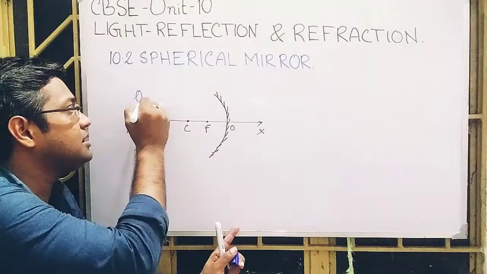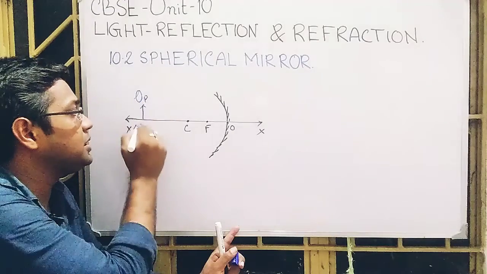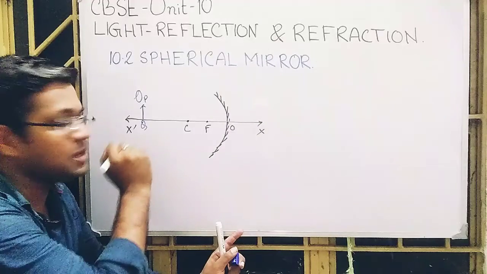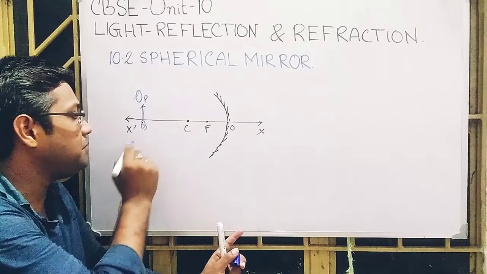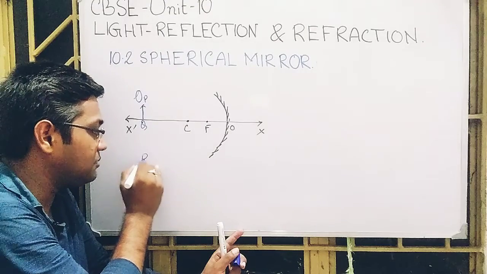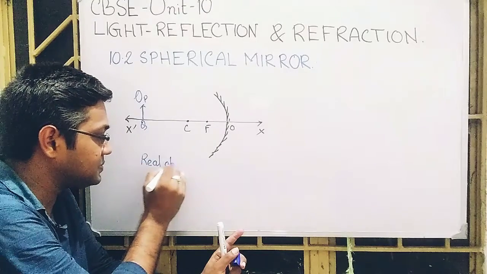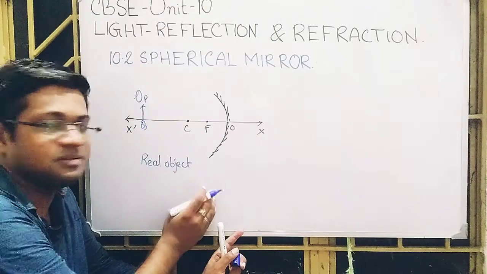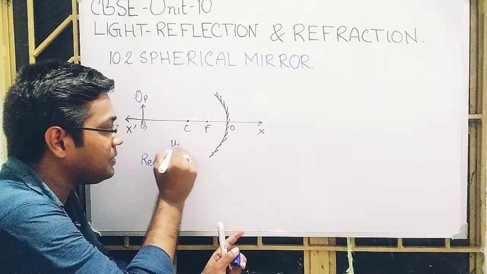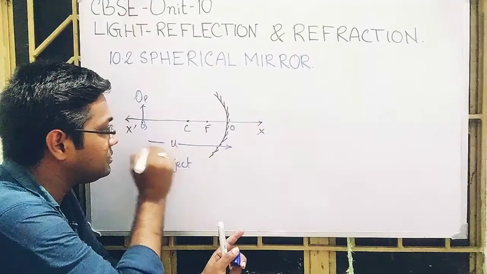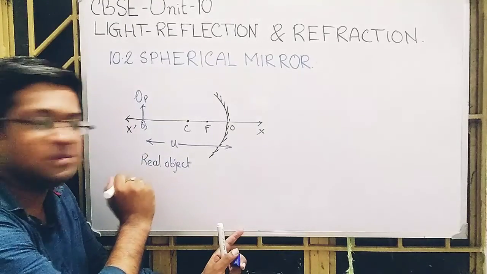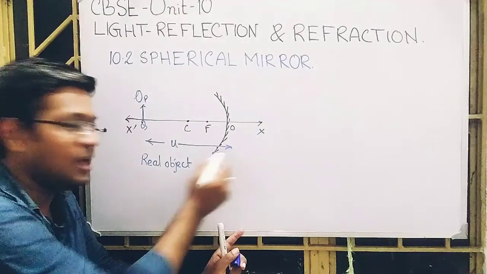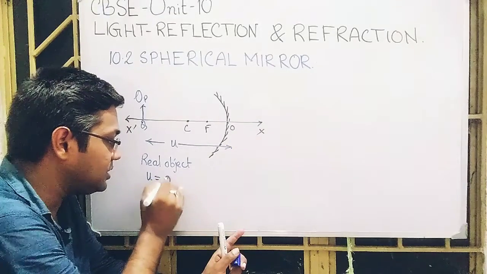We can denote it by, say, PQ. PQ is the object. If PQ is the object, then the object is a real object, and a real object is placed just in front of the mirror. If I say U, what is U? It is the distance between the object and the pole, and this U is called the object distance.